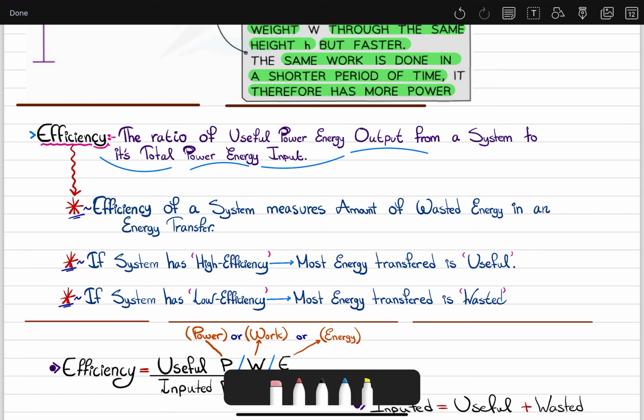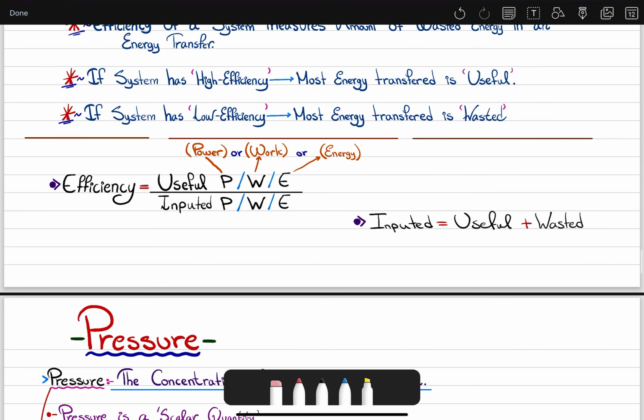So basically, when you input energy into a system, there's always a wasted and a useful part. To find the efficiency, you take the total amount of energy you inputted, put it in the denominator. You take the useful output, put it in the numerator. Divide, that's your efficiency. To simplify, the formula of efficiency is useful power, work, or energy divided by inputted power, work, or energy. And inputted is equal to useful plus wasted.